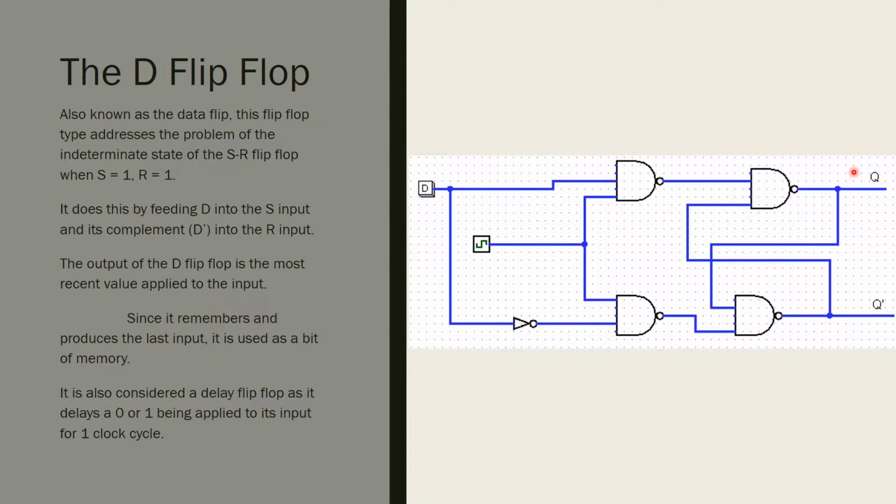We can view the output Q as the value of the bit of memory. The D input serves to write the values of 1 and 0 respectively into memory. Thus, this circuit can function as a 1-bit memory, as the output is the most recent value applied to the input.